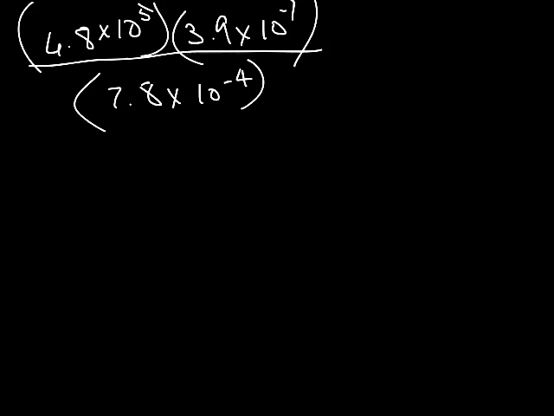Alright, so what we're going to do again is do what we can on the numerator, what we can on the denominator before we cross the line. So we're going to take 6.8 times 3.9 and get our number there. So 6.8 times 3.9 gives me 26.52. And then we've got a 5 and a negative 7. So 5 plus negative 7 is going to give me a negative 2.